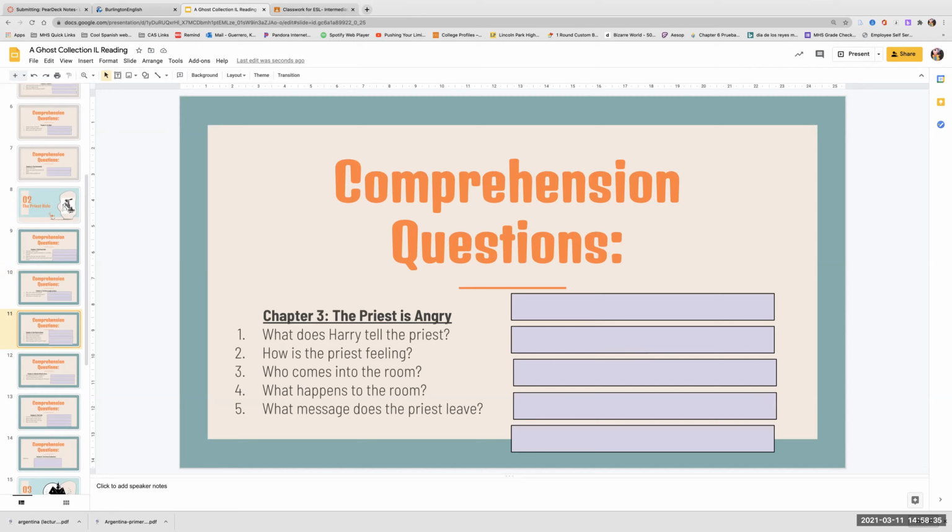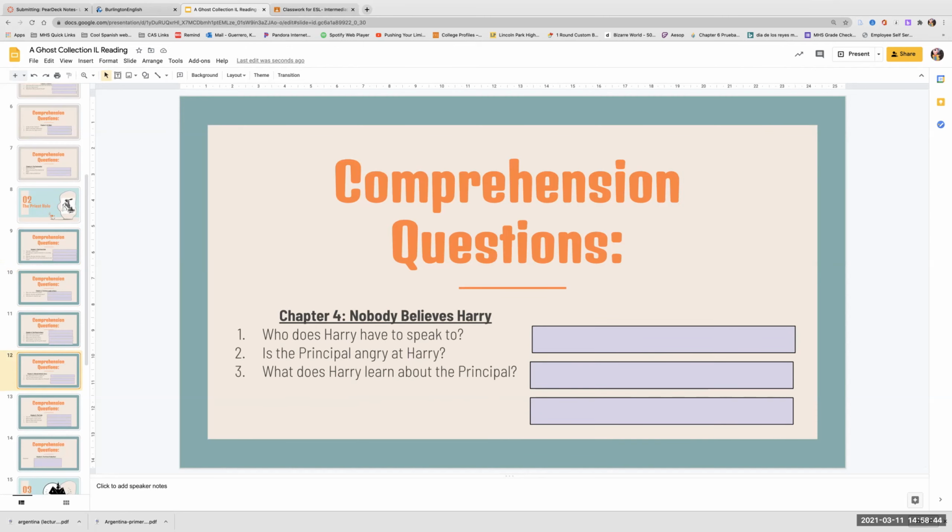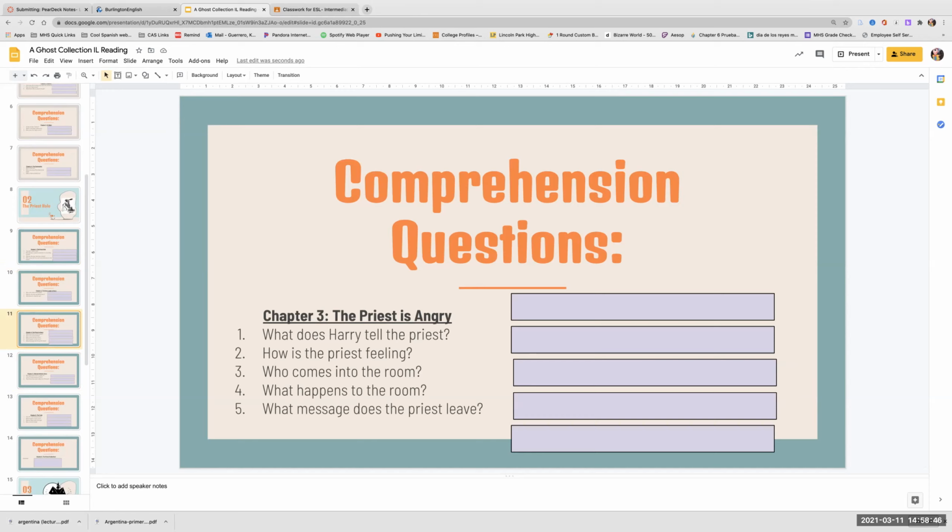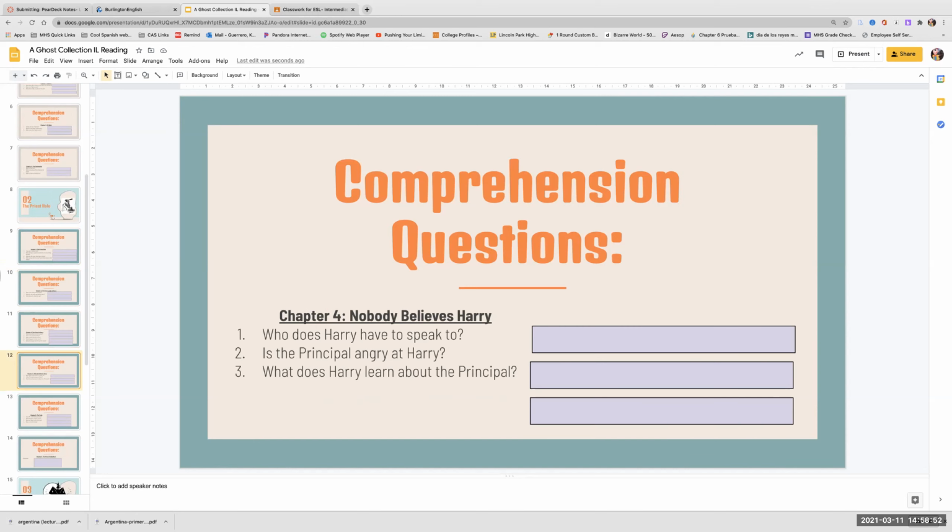Chapter 3, the priest is angry. Question 1, what does Harry tell the priest? 2, how is the priest feeling? Question 3, who comes into the room? Question 4, what happens to the room? And question 5, what message does the priest leave?